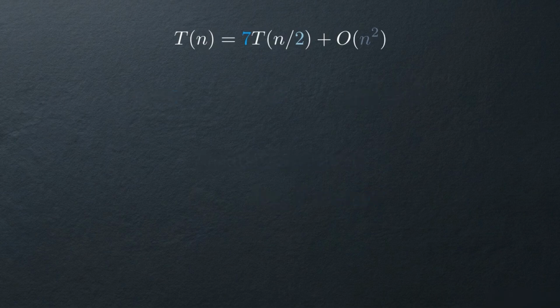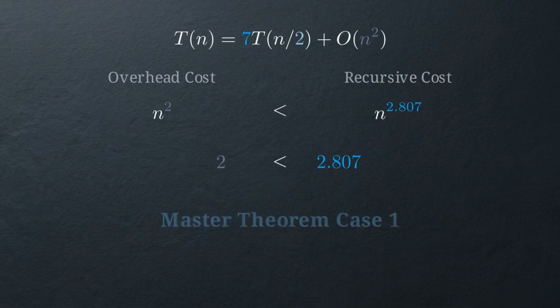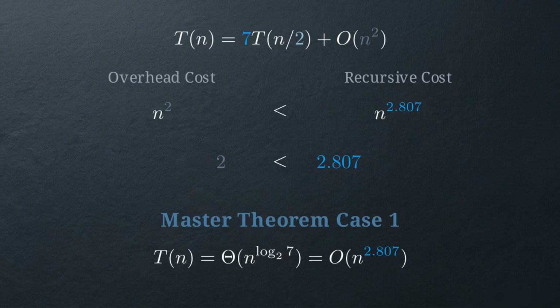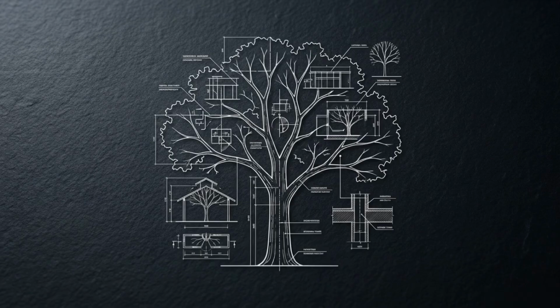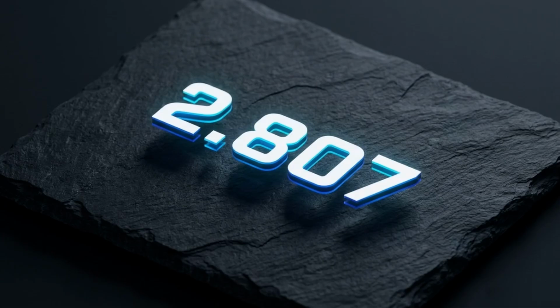The second step compares our overhead cost, n squared, against our new recursive power of n to the 2.807. Evaluating the exponents, 2 is strictly less than 2.807. Because the recursive cost outscales the overhead, this matches master theorem case 1. This theorem confirms what the tree showed us. The recursive branches vastly overpower the overhead additions, permanently locking the time complexity at O(n^2.807).